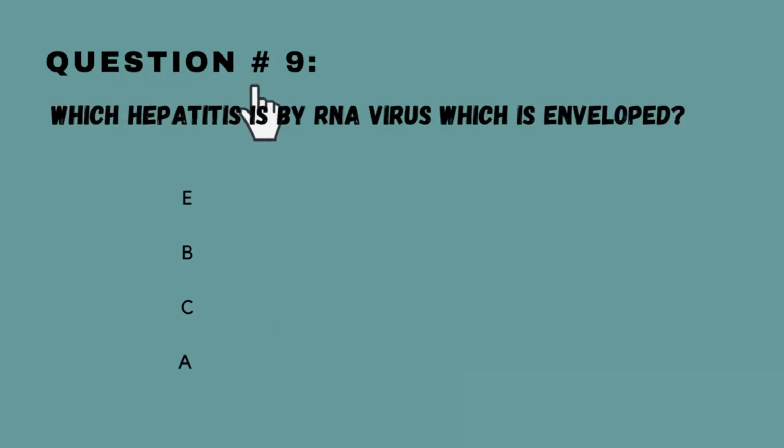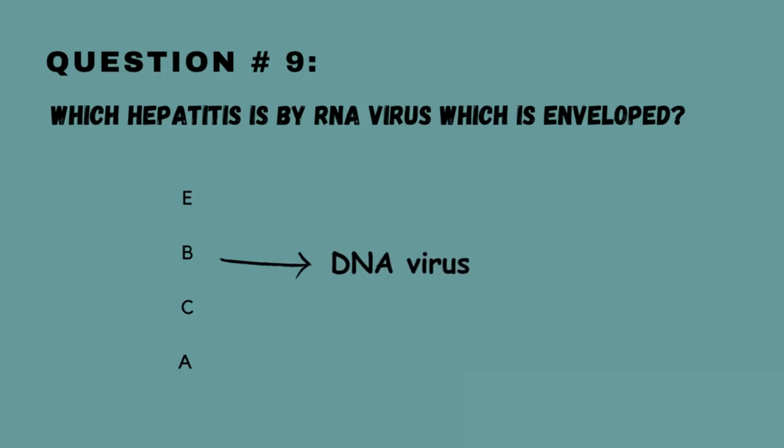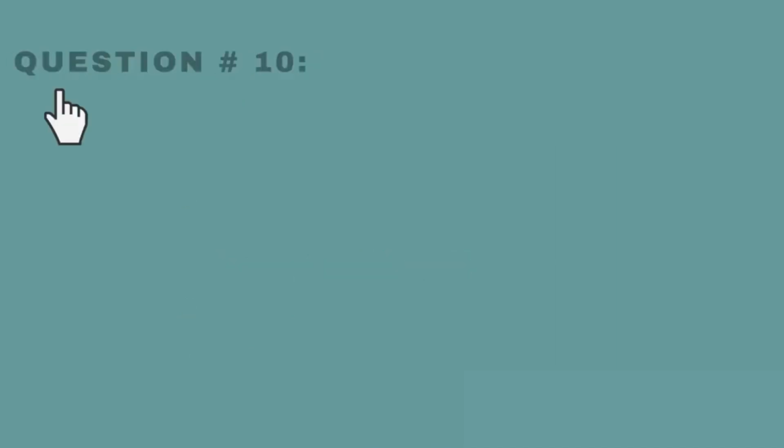Question number 9. Which hepatitis is by RNA virus which is enveloped? It's again textbook information. Correct answer is C option, as hepatitis A and E viruses are RNA non-enveloped, and hepatitis B virus is a DNA virus.